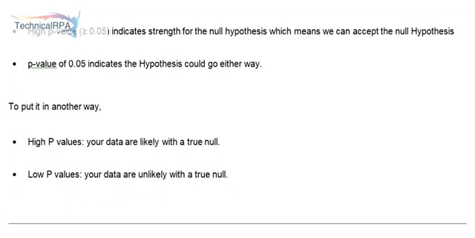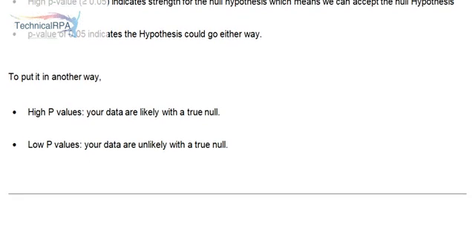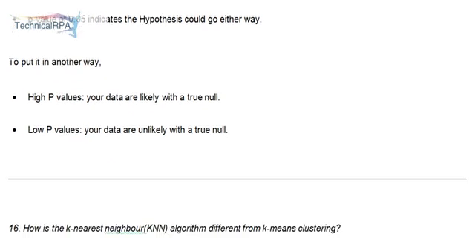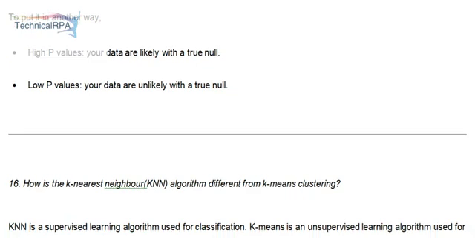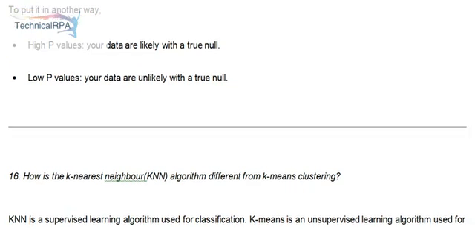A p-value of 0.05 indicates the hypothesis could go either way. To put it another way, with high p-values, your data are likely with a true null. With low p-values, your data are unlikely with a true null.